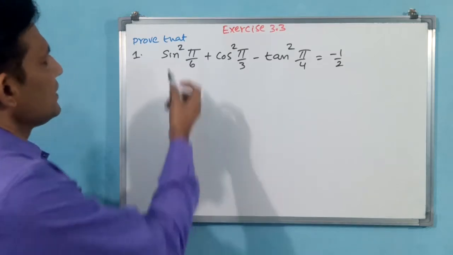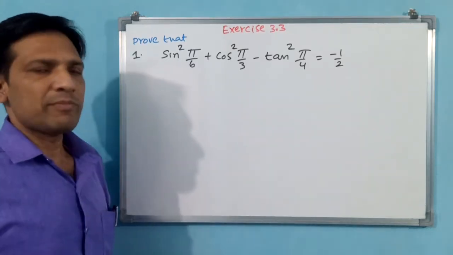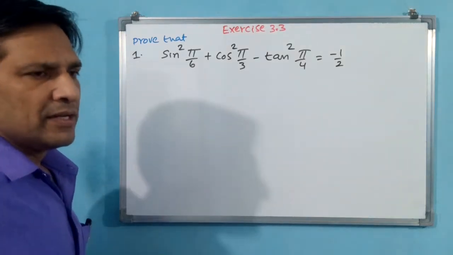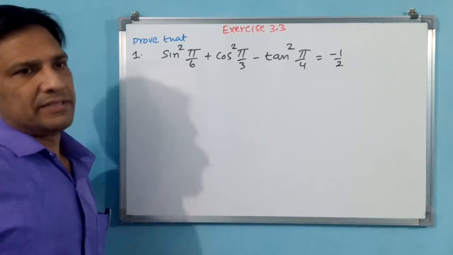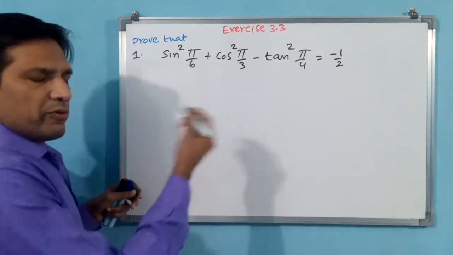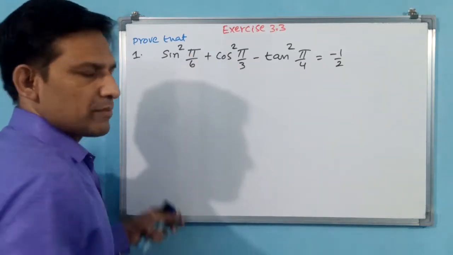Okay, you see sin square pi by 6 plus cos square pi by 3 minus tan square pi by 4 is equal to minus 1 by 2. Normally you and I are conversant with degrees. Okay, let us convert this into degrees and we will put values and we will see whether it is going to become equal to minus 1 by 2 or not.